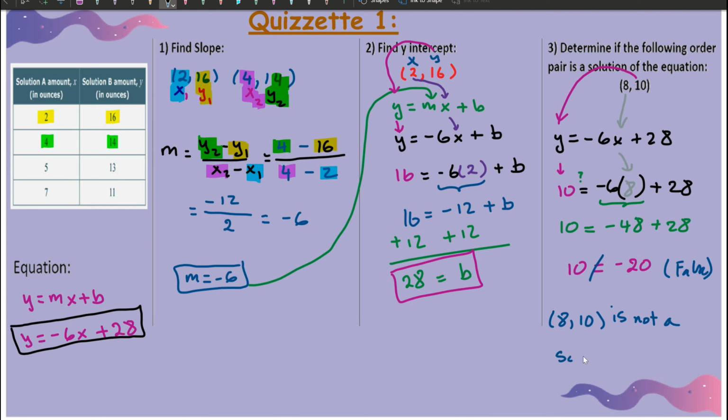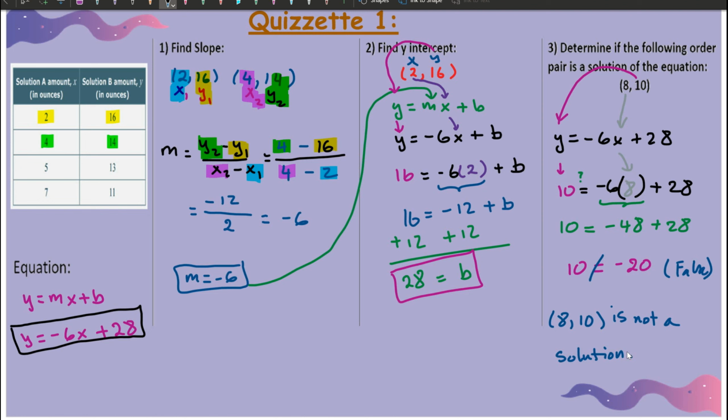Make sure you pay attention to what the question is about. A false statement does not always go with no solution. In this case, they ask you to determine whether or not this point is a solution. The answer is no, it's not a solution.